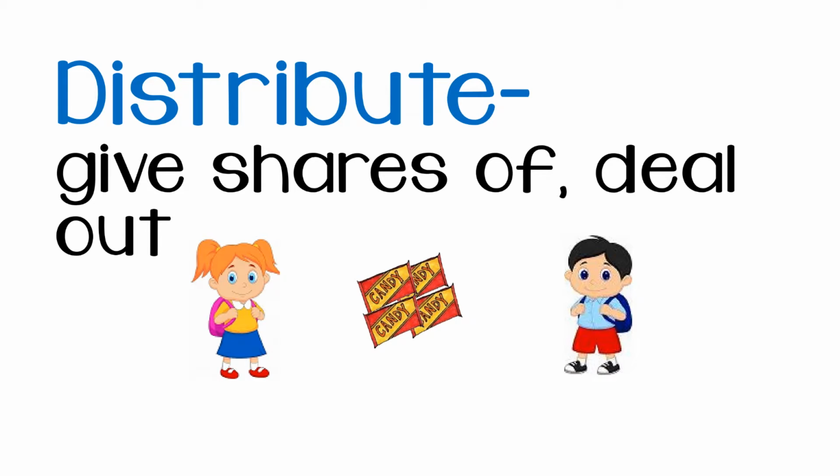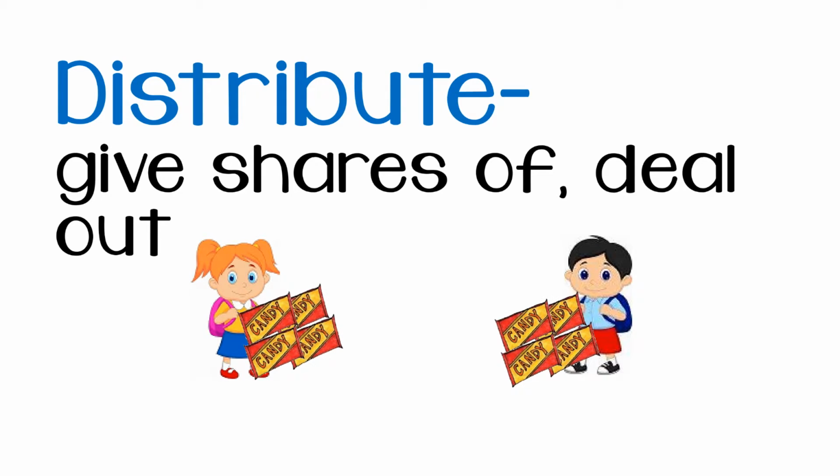So let's say we have 2 little friends here, and we want to distribute some candy to them. We want to give equal shares of or deal out some candy to both of these friends. And we decide that we want to give each child 4 bags of candy. After we've distributed candy to the 2 kids, we find that this child has 4 bags of candy, and this child also has 4 bags of candy.